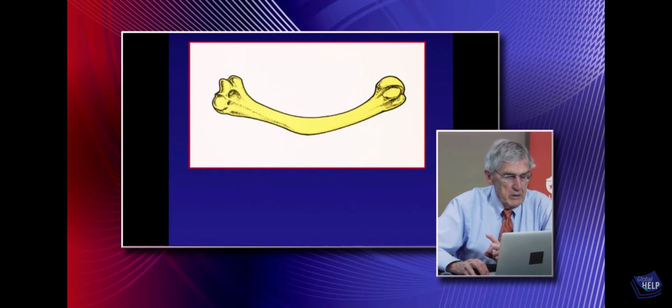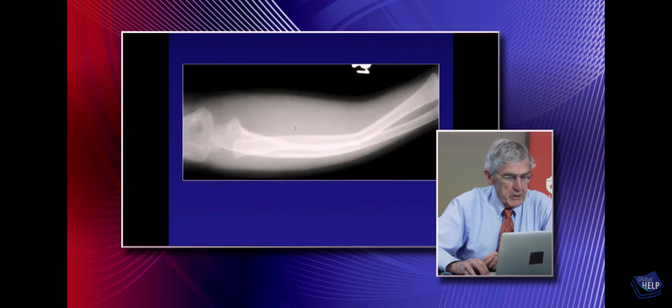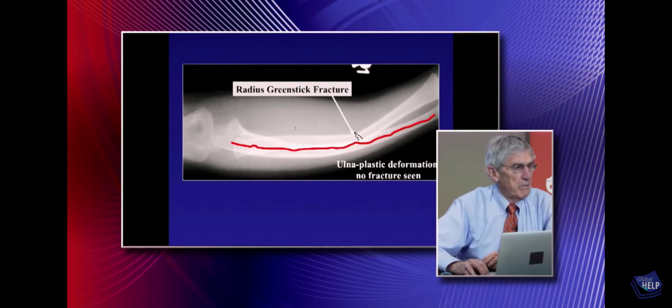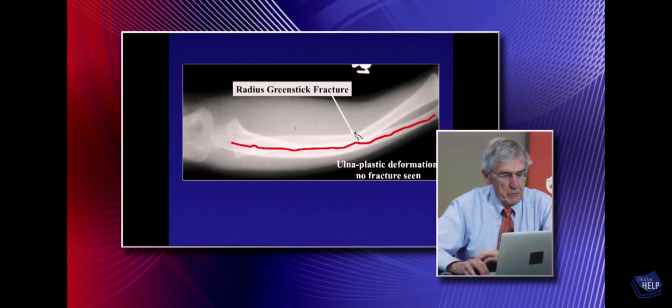You don't see displacement or disruption of the cortices. Call this plastic deformation. And here's a good example, and it's very common in the radius and on the shaft. And here in this radius we have a green stick fracture. And here you don't see any disruption. But is it broken? Yes, it is. It's broken internally. That's the important thing.